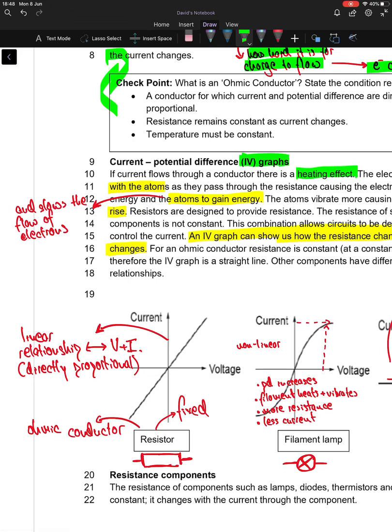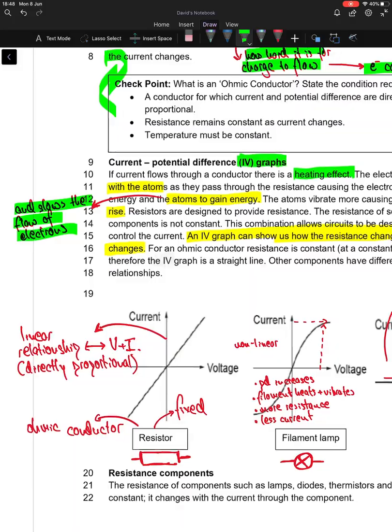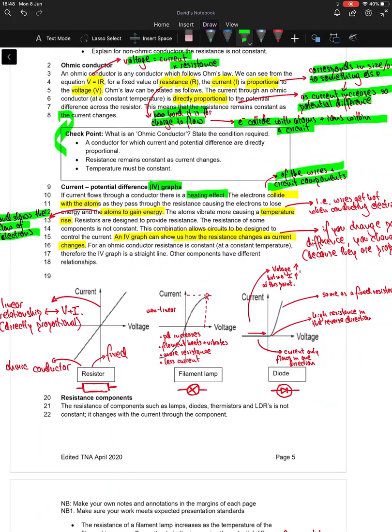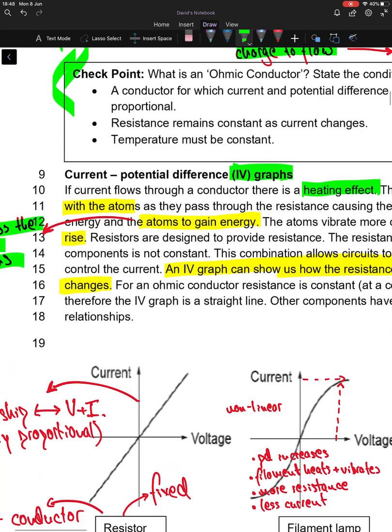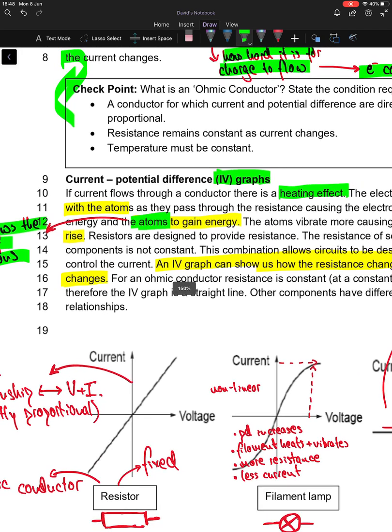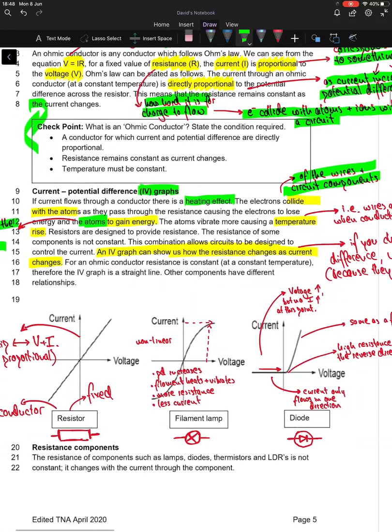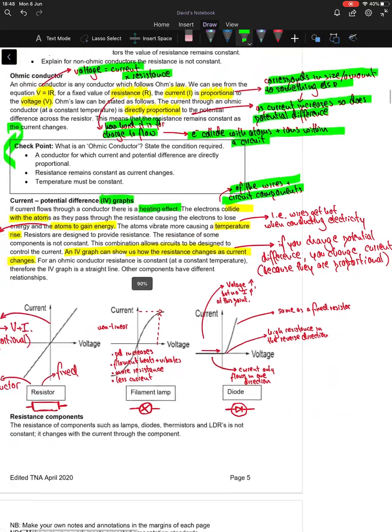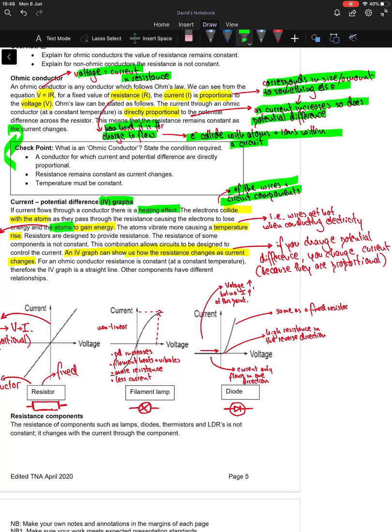Now, they collide and it causes the flow of electrons to slow down, which means as they slow down, the atoms themselves of the components of the wire gain energy from the electrons. Now, the atoms vibrate more as they gain more energy. And if something vibrates more, the temperature of it increases. So as you know, if you touch a wire that's on, it gets hot.